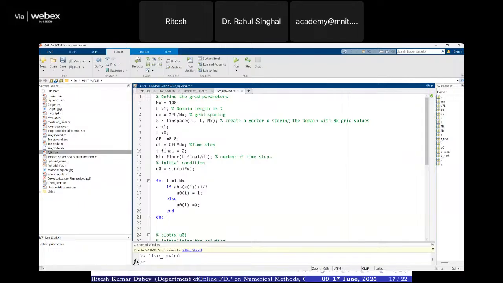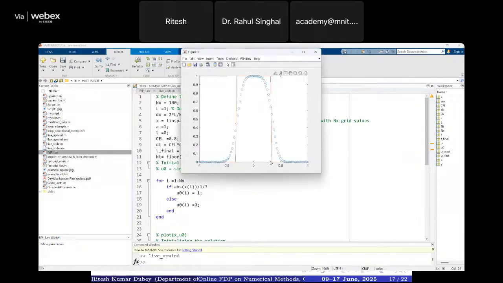So I said that each if should be completed by end. Similarly, every loop should be ended by one end, and here I am commenting it. So if I run this code, I will get this solution. So this is the initial condition which I am using as a reference exact solution because I am taking period 2 and time t equal to a multiple of the period of this periodic function, and this is the computed solution.